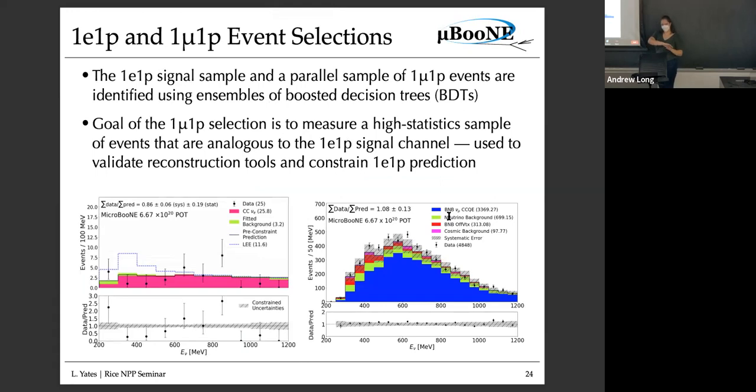Okay, so skipping over some details, we end up with our event selection. On the left here, I have our selection of 1E1P candidates. I'll just point out quickly that there's a total of 25 events in that plot across 10 bins. Like I said, very stats limited, but it's what we got. And on the nu_mu side, this is the corresponding sample of 1mu1p events, selected using parallel analysis tools, but just looking for a muon and a proton instead of an electron and a proton. This has almost 5,000 events in it, so much more statistics and a great way to validate our reconstruction tools and help inform some of the systematics for the 1E1P.